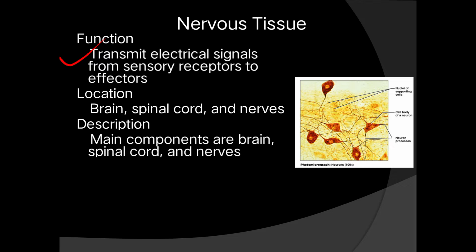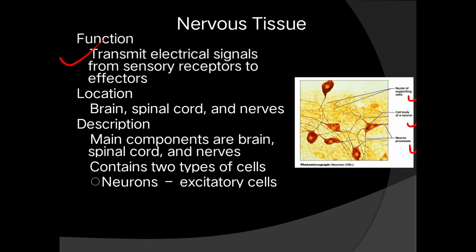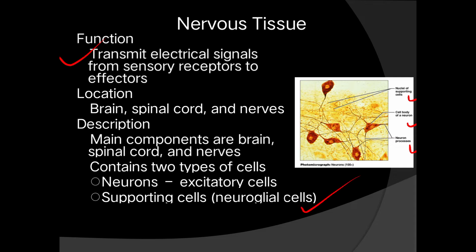We can see here in this photograph that nuclei of supporting cells are visible. This is the cell body of the neurons, and these are the neuron processes. The tissue contains two types of cells. First is the neuron, that is the excitatory cell, then the supporting cells, that is the neuroglial cells. So the brain and spinal cord, which are the central nervous system, include two types of cells. First is the neuron, and next are the supporting cells, which provide support.